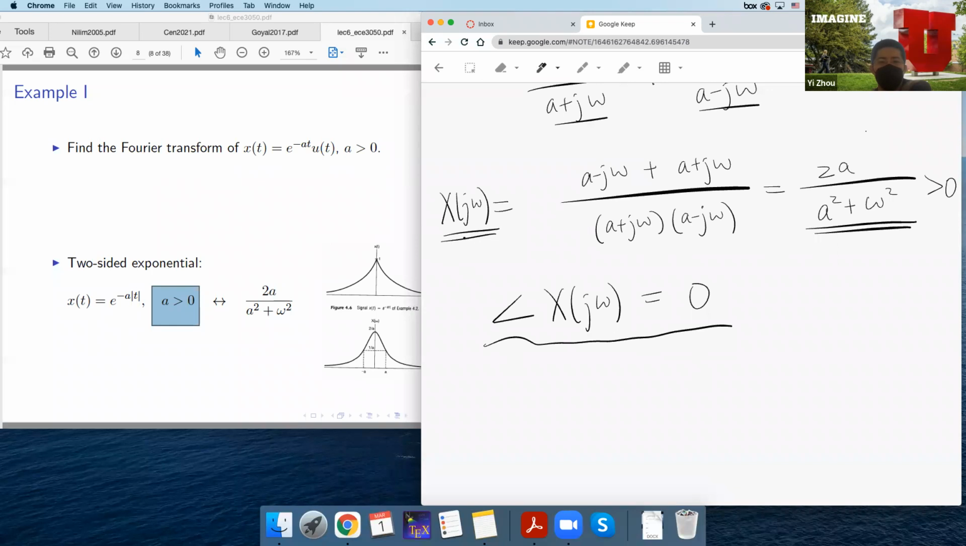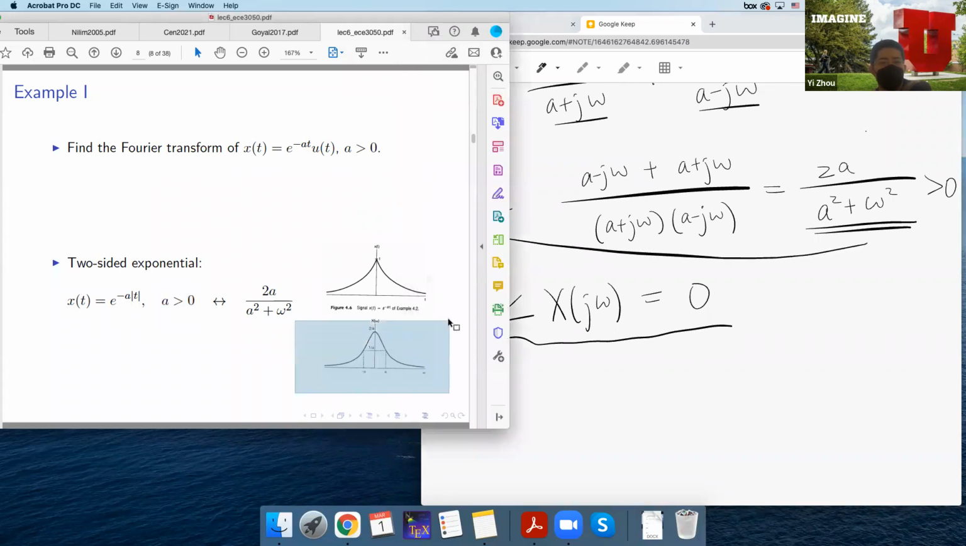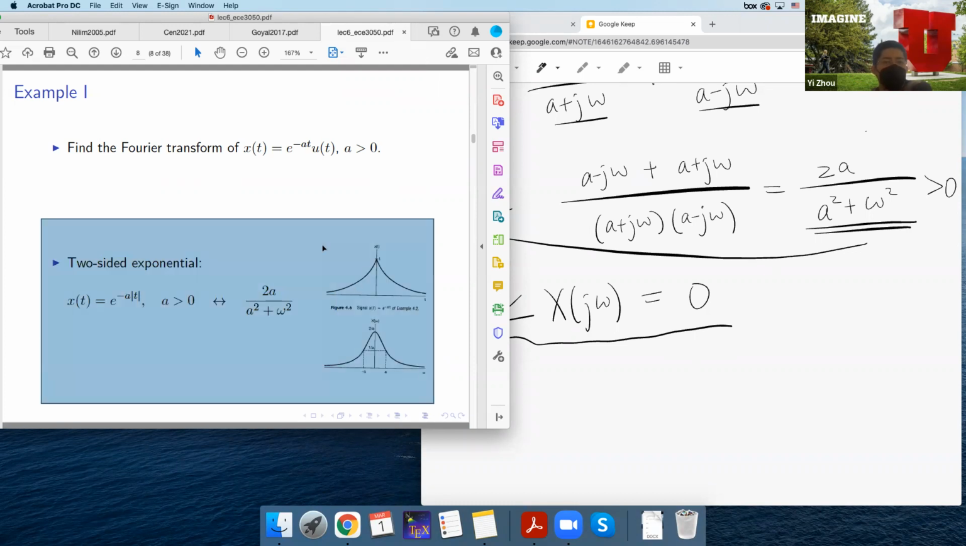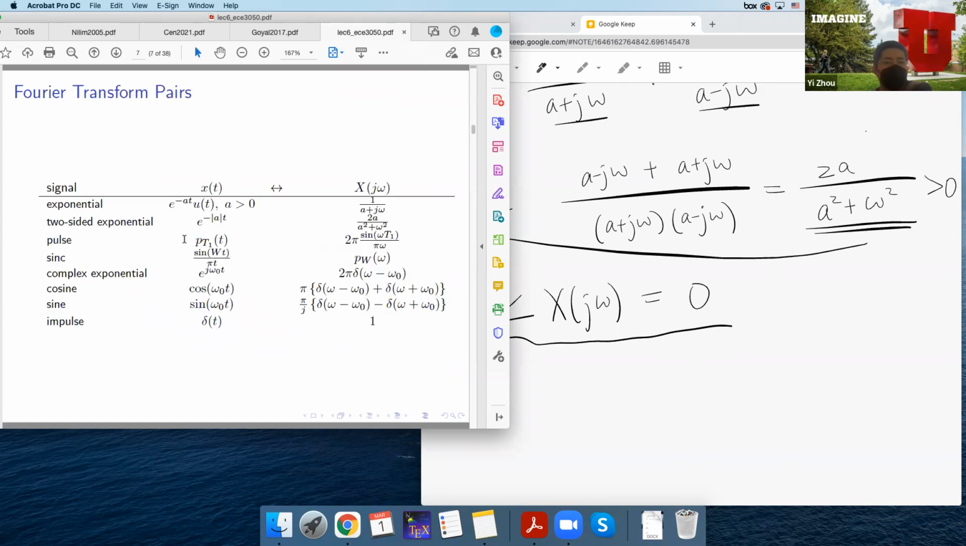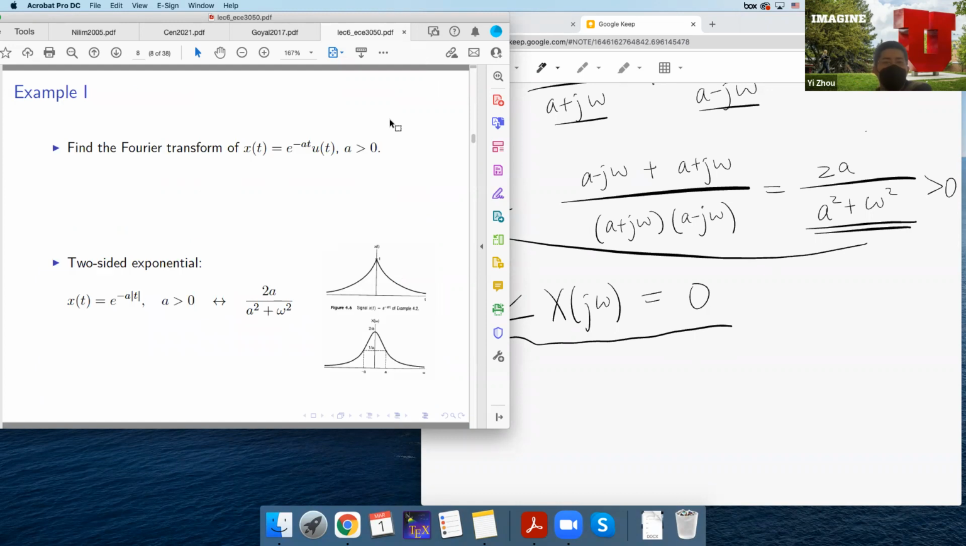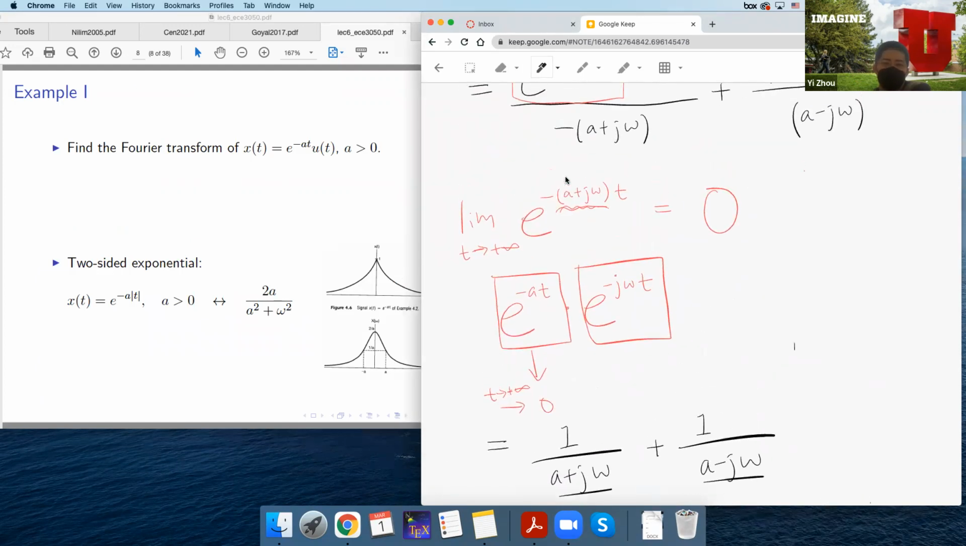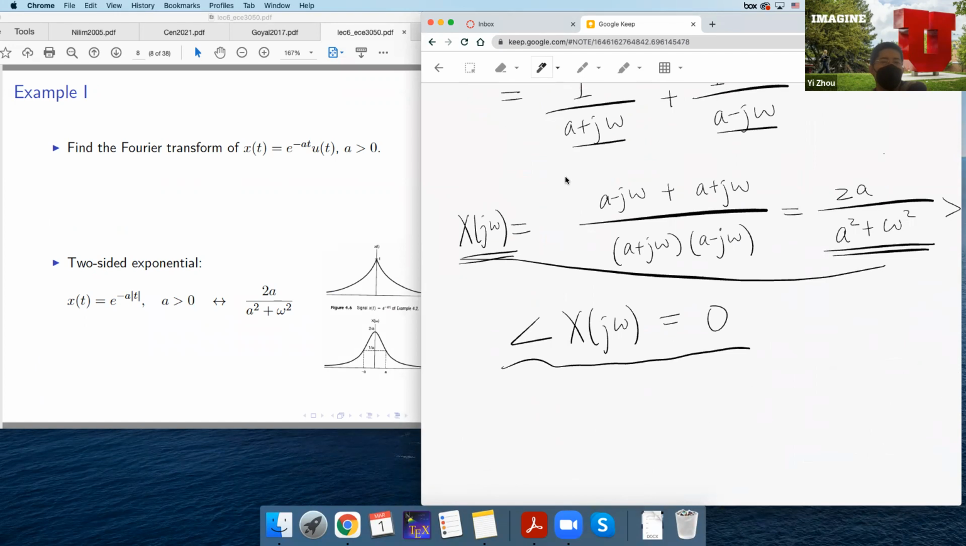So in this case, we can simply visualize this in one figure, only looking at its amplitude, magnitude. Okay, so this is the two-sided exponential. So this verifies the second row of this table. And you can see for all the calculations, it's basically integration.